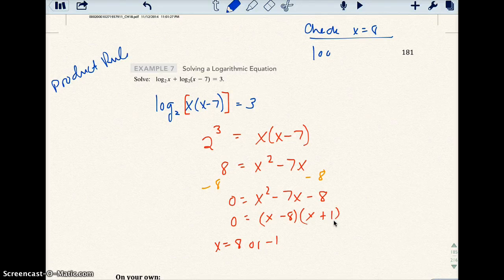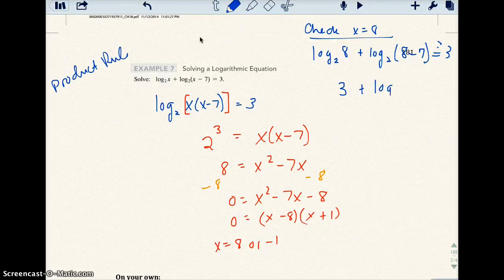Then put in the original equation, log base 2 of 8 plus log base 2 of 8 minus 7. Does that equal 3? Well, this right here is 3, because 2 to what power equals 8 is 3. And here I have log base 2, and 8 minus 7 is 1. Okay, and right here, 2 to what exponent equals 1? 2 to the 0. That would be 3 plus 0 equals 3, and that would be true. That means this one is correct.